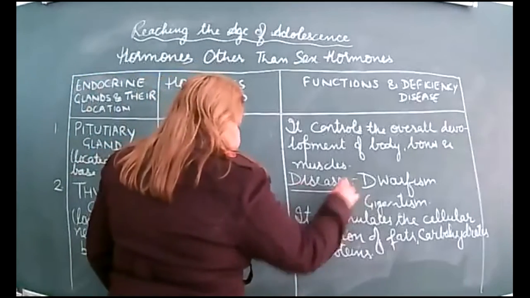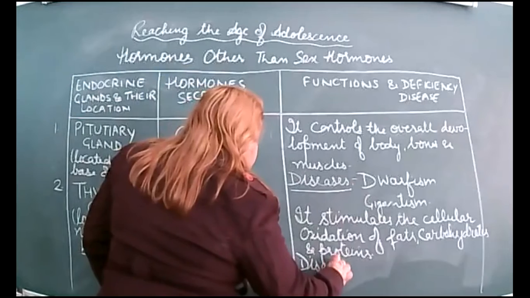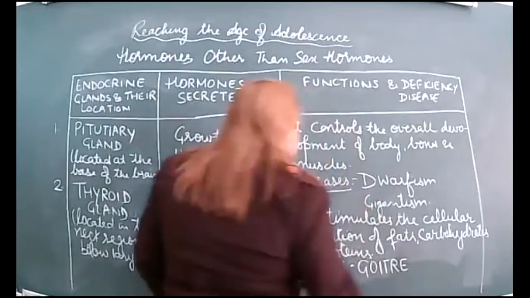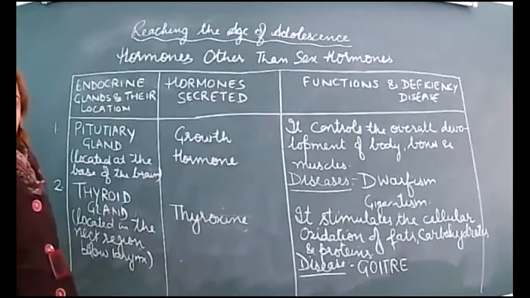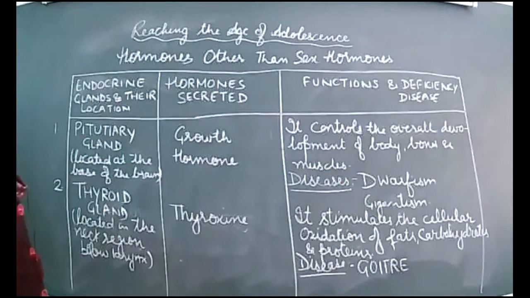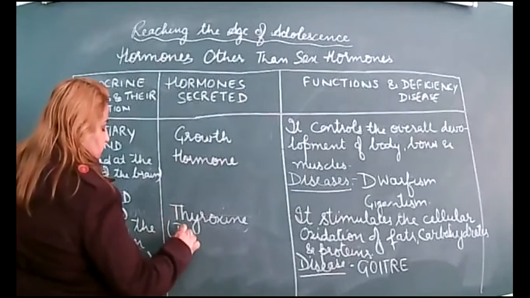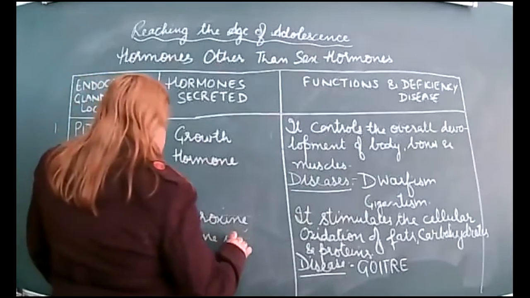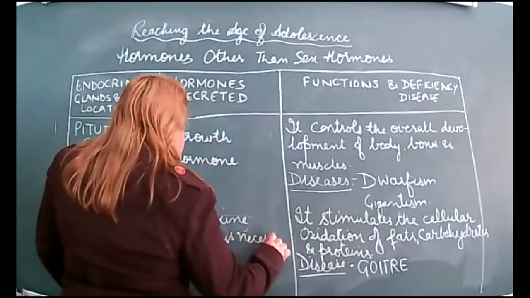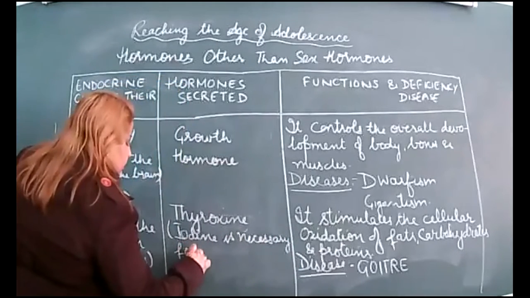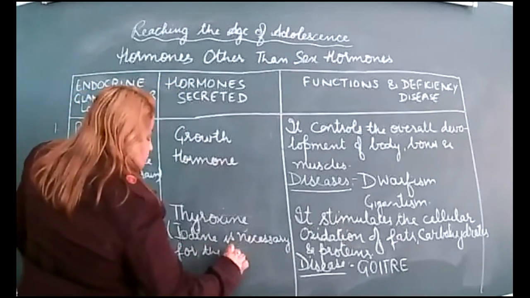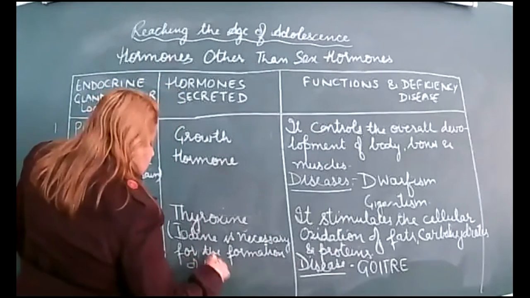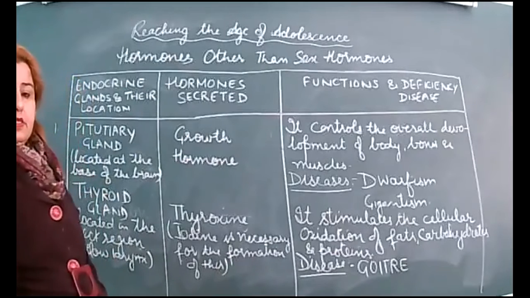And the disease is goiter. For the thyroxine hormone, you can write here that iodine is necessary for its formation. Thyroxine hormone is formed only if iodine is there.